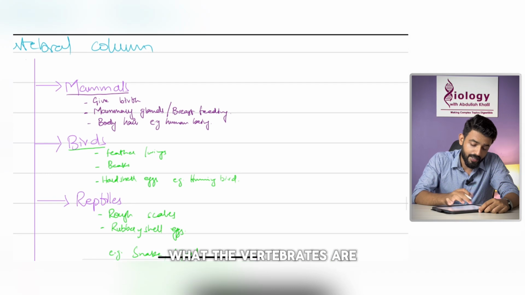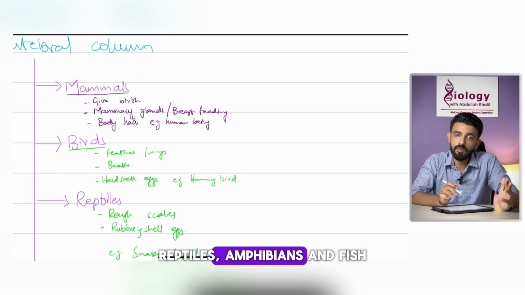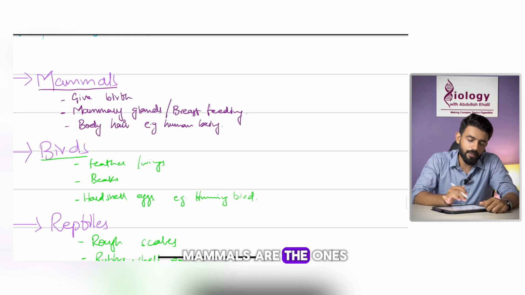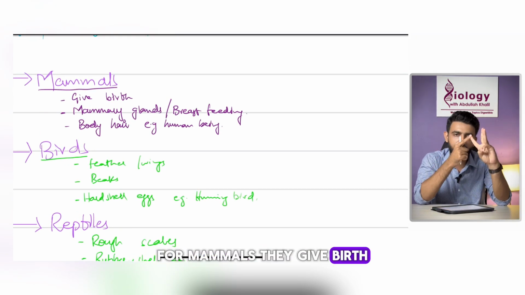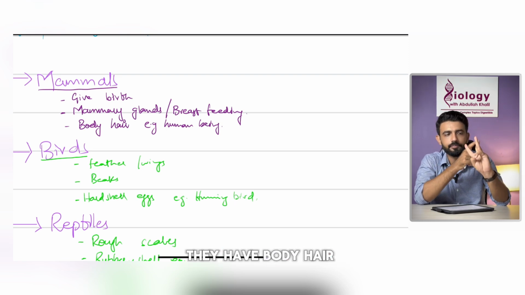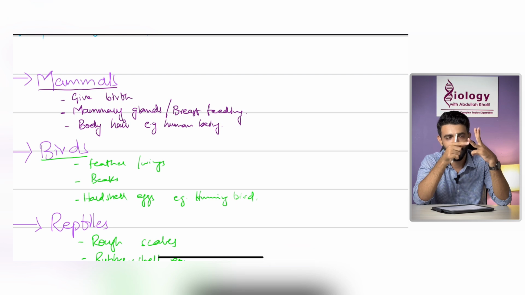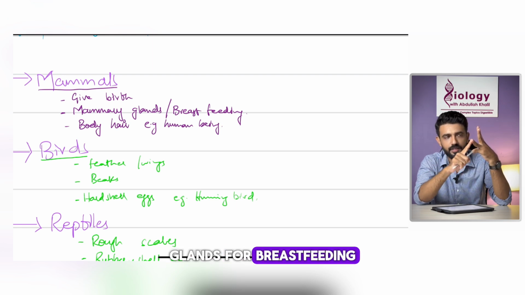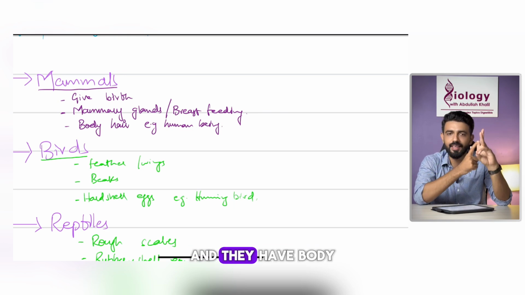The vertebrates are divided into 5 classes: mammals, birds, reptiles, amphibians, and fish. Mammals are the ones, there are 3 characteristics that you will have to remember for mammals. They give birth, they have body hair, and they have mammary glands. From mammary glands, the name mammal. So they have mammary glands for breastfeeding. They do not lay eggs, they give birth to their young ones, and they have body hair.